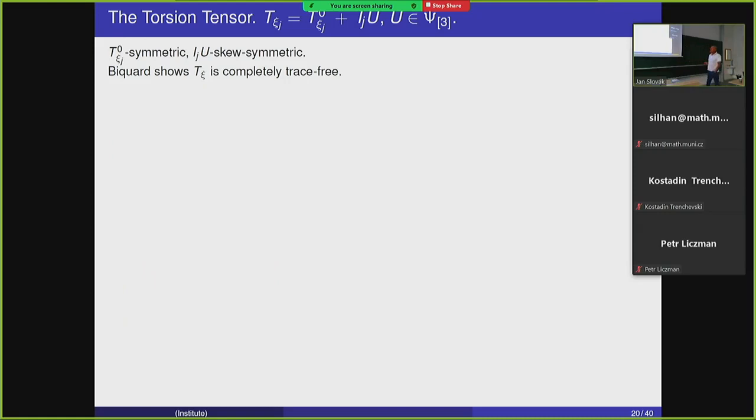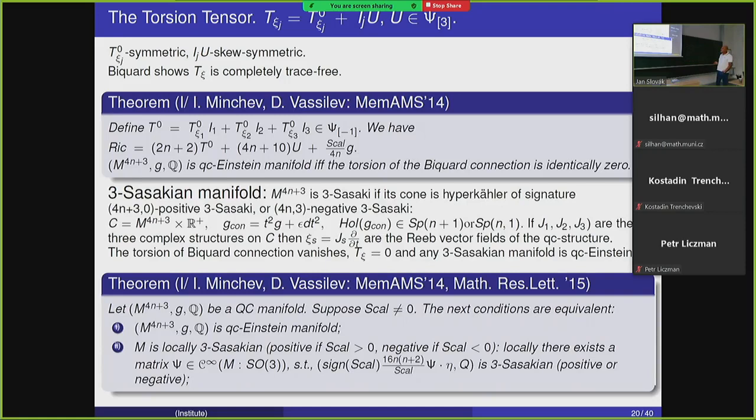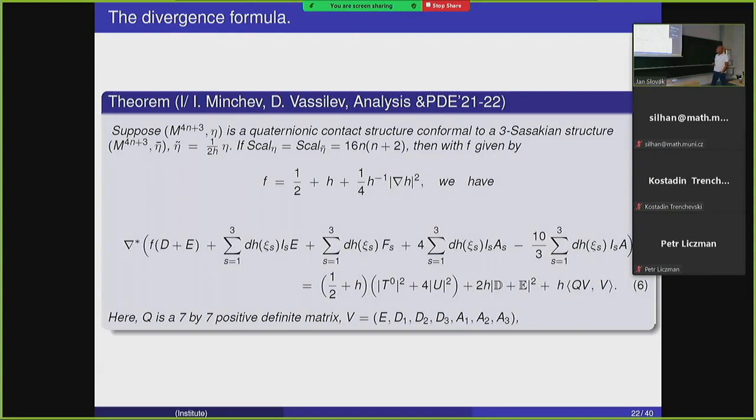So just because I'm out of time, I just show you the divergence formula we found. So the main technical result is this one. If we have a quaternionic contact structure conformal to a 3-Sasakian structure, and the new structure has constant scalar curvature, then we take the conformal factor h and make this function out of h, and then we prove this divergence type formula.